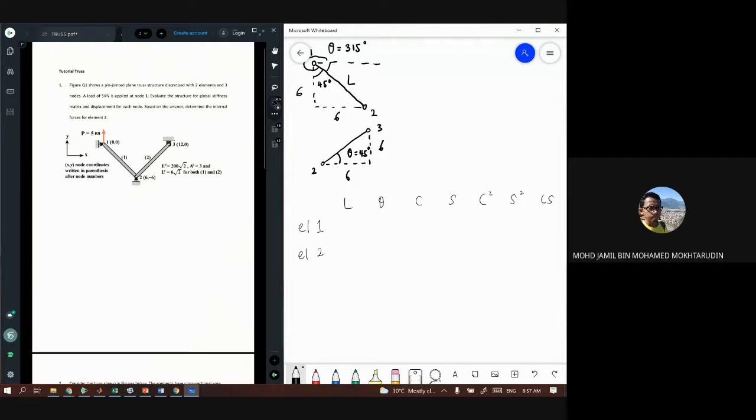Okay, so it's better if you can make this table so that later on when you want to develop the stiffness matrix, you can just look at this table, okay? First, the length is given by 6 times square root of 2. So the length for each bar is the same, okay?